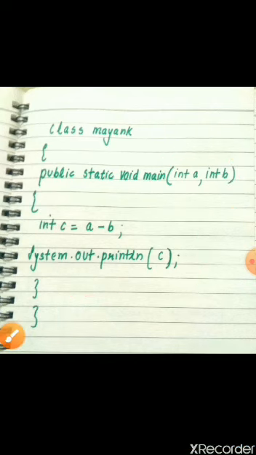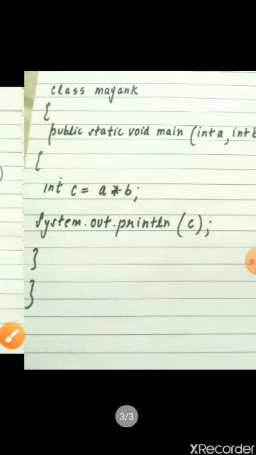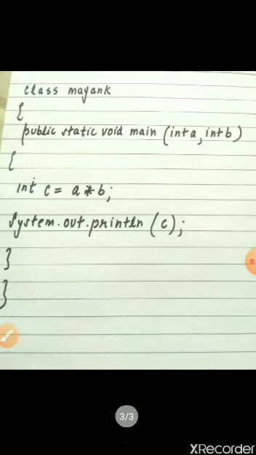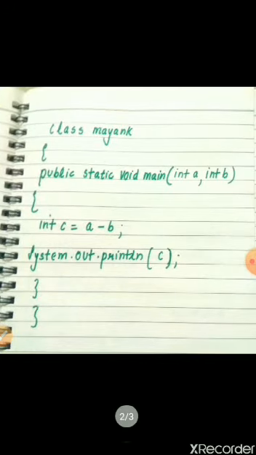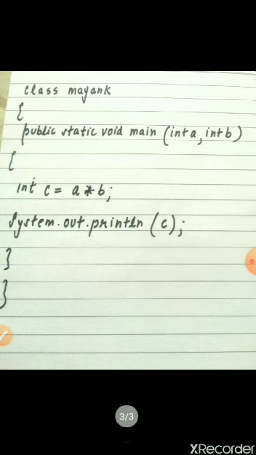Now let us take one more example, the last one for today: class Mayank, same. In this program we are doing the multiplication of two numbers. We are finding the product of the two numbers. In the first program we found the sum of two numbers. In the second program we found the difference of two numbers. Now in this program we are finding the product of the two numbers.